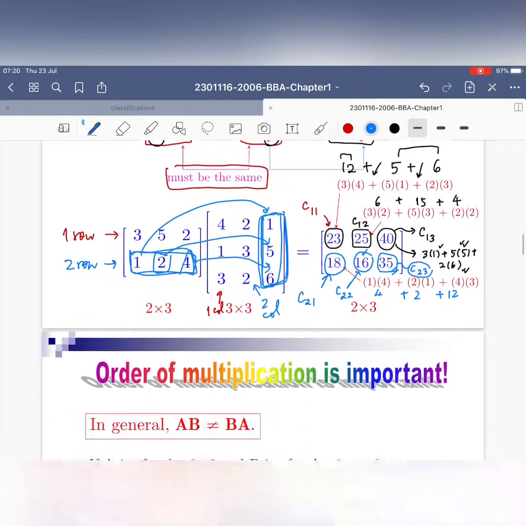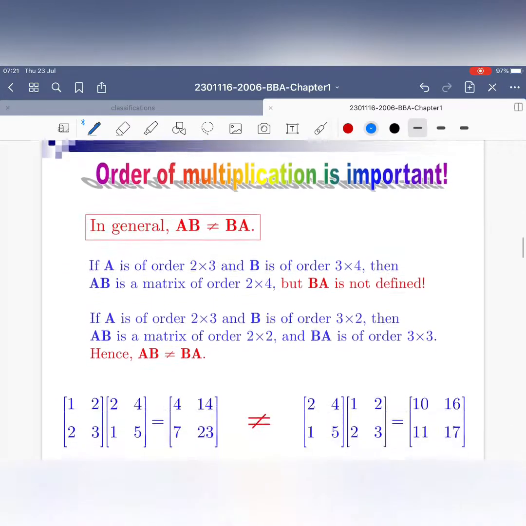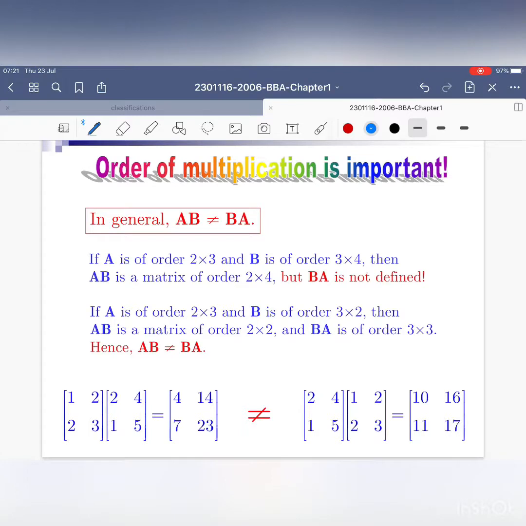It is a little bit complicated, and the order of multiplication is, of course, important. In general, A multiplied by B is not equal to B multiplied by A. The order of the matrices is one of the things that indicates this. If A is of order 2 by 3 and B is of order 3 by 4, you can do A times B, right? Because the number of columns of A is the same as the number of rows of B, and A times B becomes a matrix of size 2 by 4.